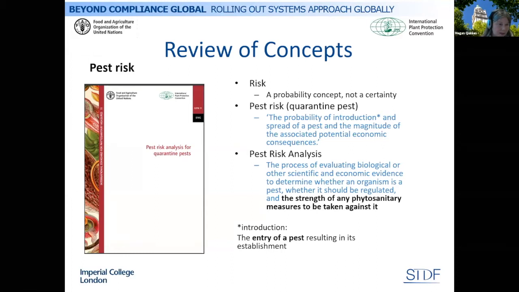And pest risk analysis, as you are aware, is the process of evaluating biological or other scientific and economic evidence to determine whether an organism is a pest. That's the first step. Whether it should be regulated. And then the part that I've highlighted is the strength of any phytosanitary measures to be taken. So I know you've heard these concepts before, but they're extremely important to understand systems approach.